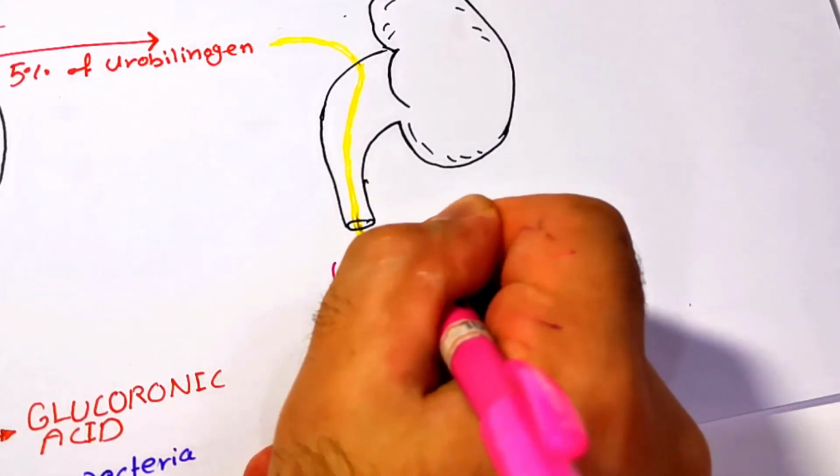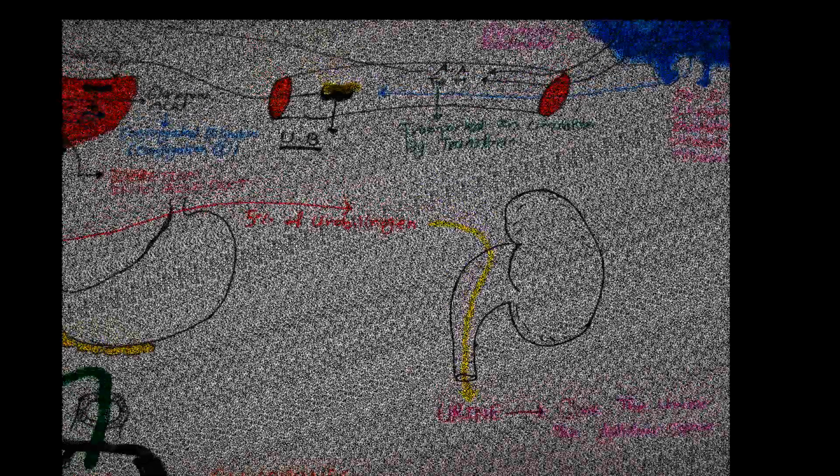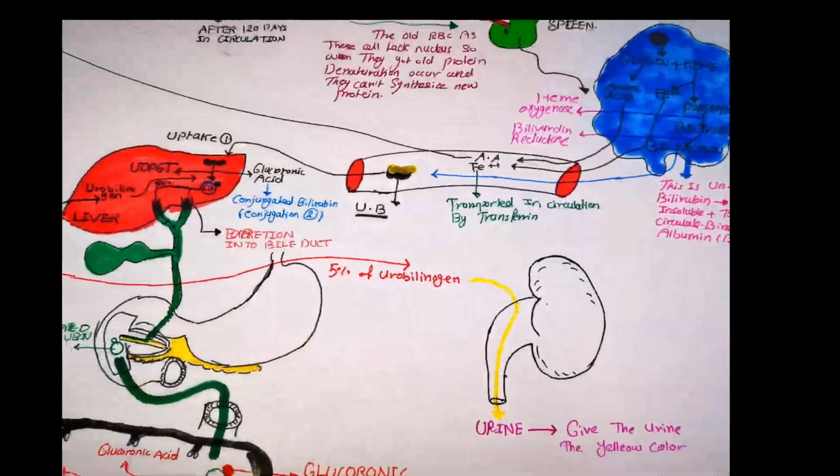I hope this makes sense: the pathway of red blood cell destruction and the fate of bilirubin.